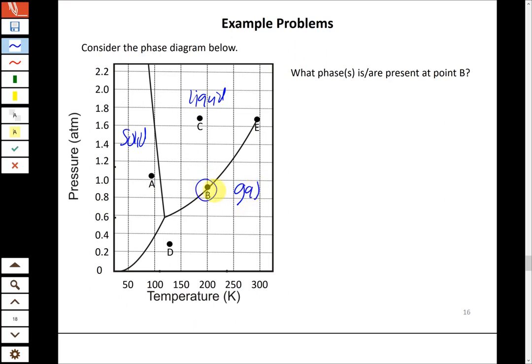But this time we're on a boundary line between 2 of them. This is, in this case, liquid and gas. So at that point there, both liquid and gas would exist. Whenever you're on the phase change line between 2 different phases of the diagram, both of those phases exist under that condition. And so you have at point B, liquid and gas coexisting together.